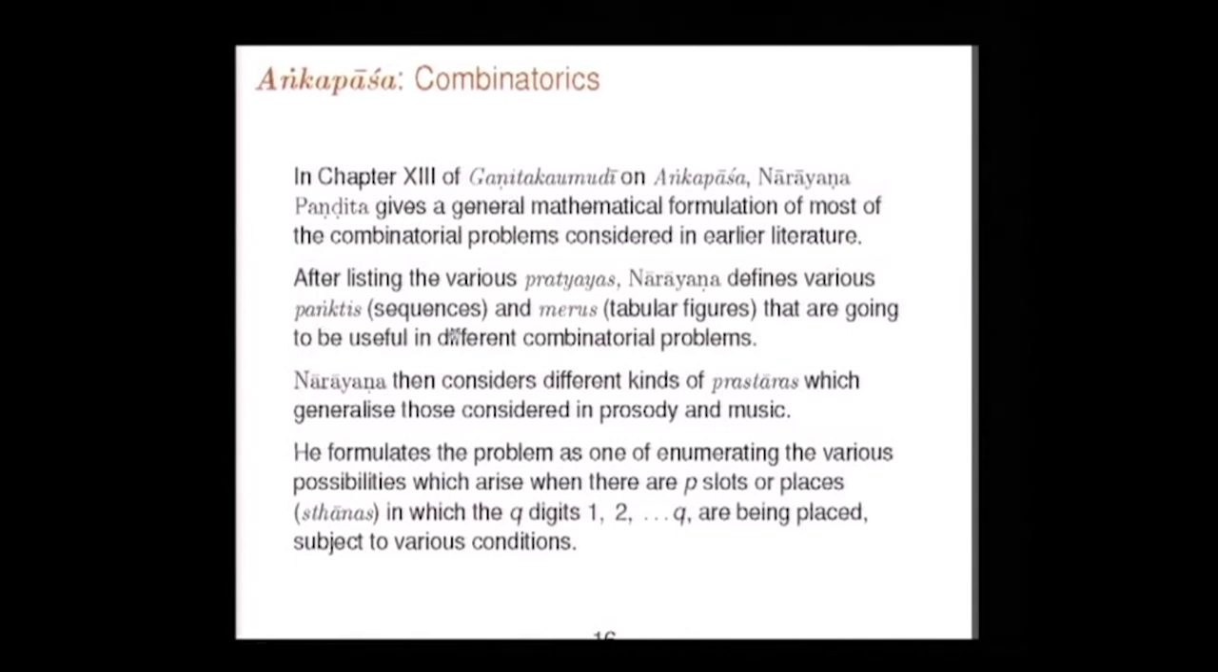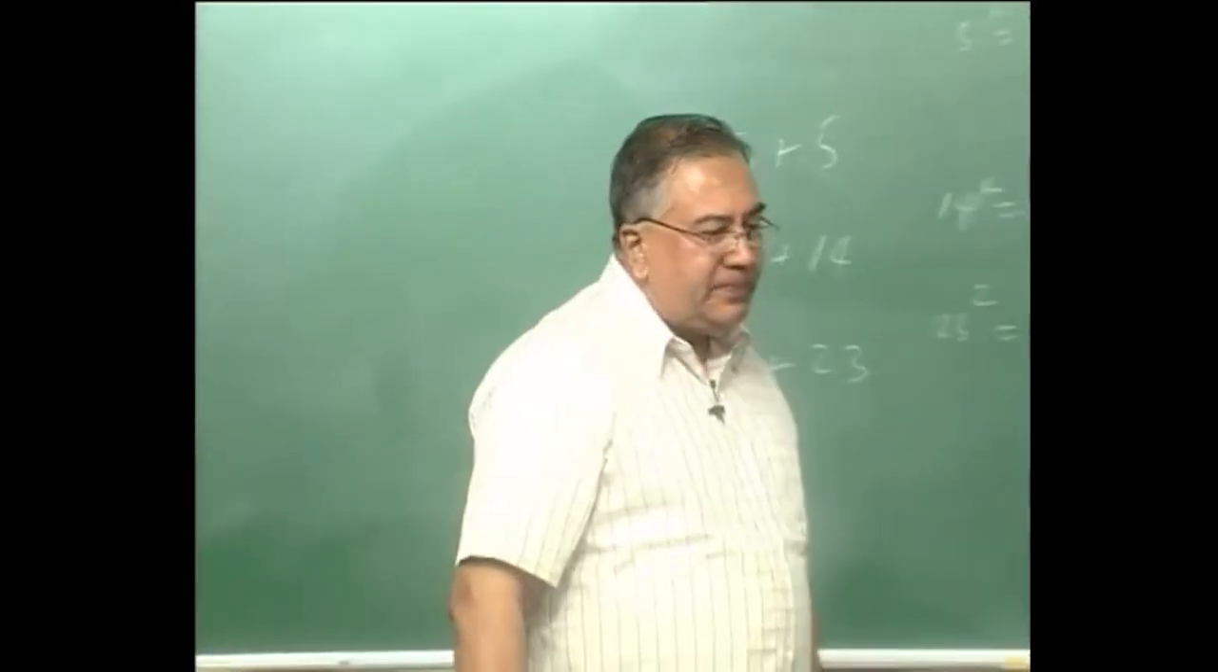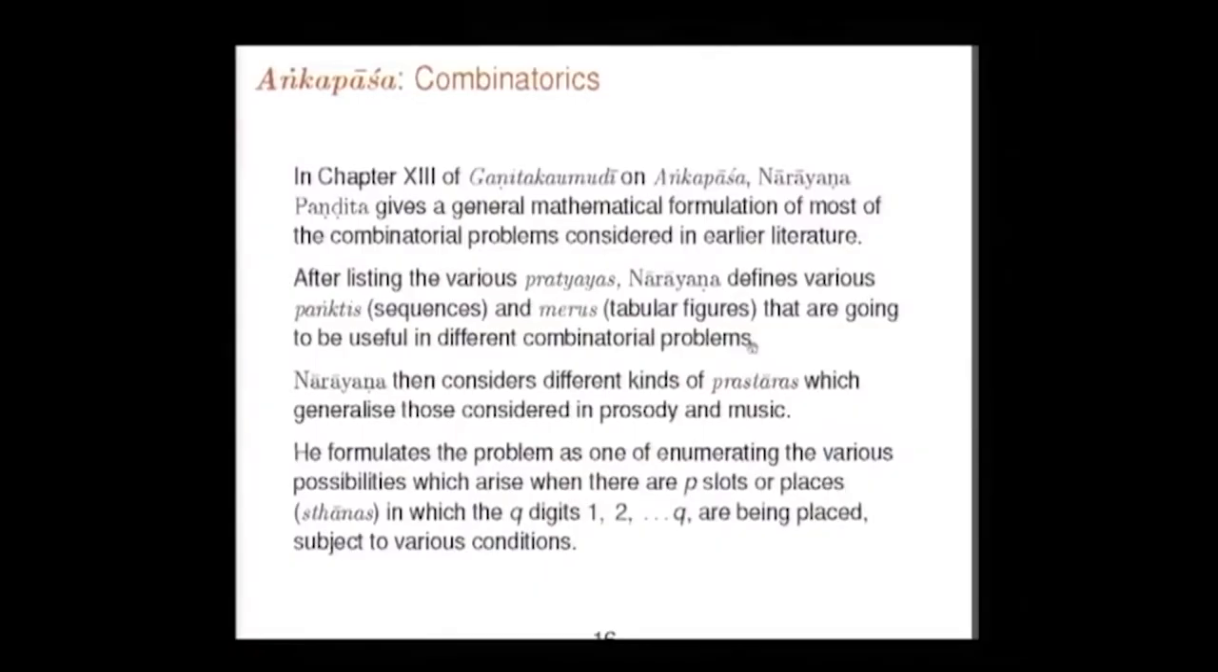So he first defines various sequences. In the previous talk on Ganitakaumudi, there was an exposition of some of this, so we can continue on that. And merus, that is some tabular figures that are going to be useful in combinatorial problems. So he defines various kinds of sequences, panktis. Then he starts with the different problems.